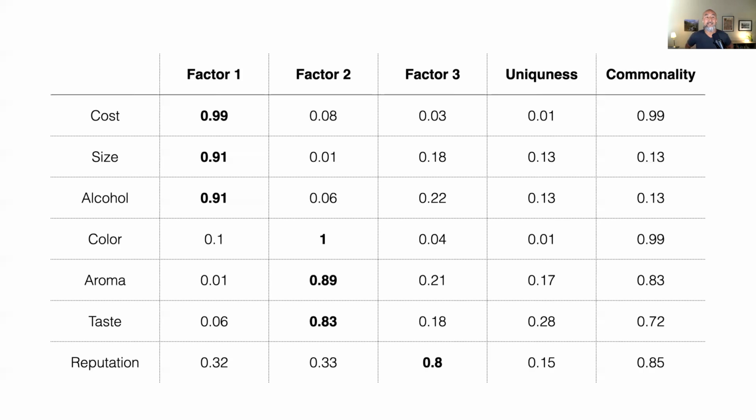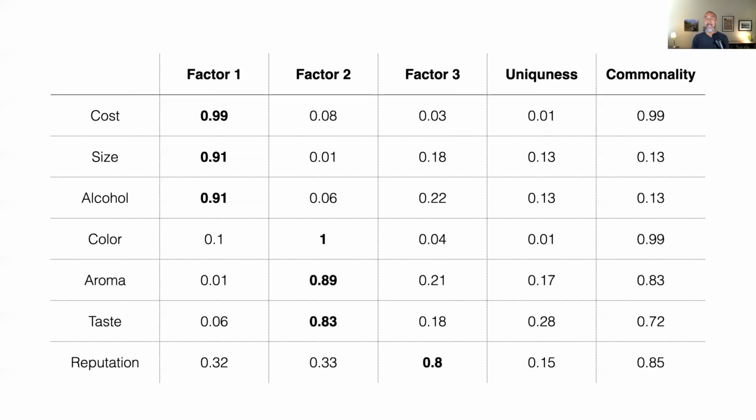Okay, and for the size and alcohol, a huge amount is explained by factor 1, but there is something more. The data has more variance in these variables because some people answer higher and some lower, not in exactly the same way as people answer for the cost.